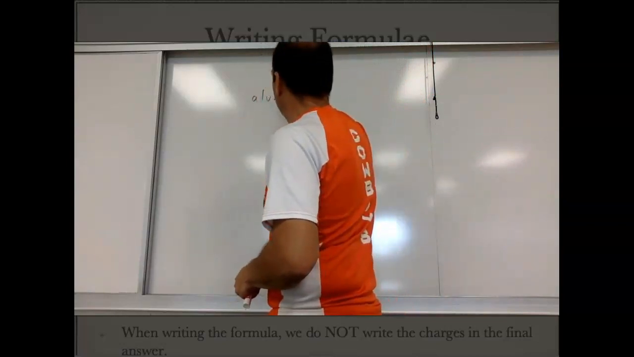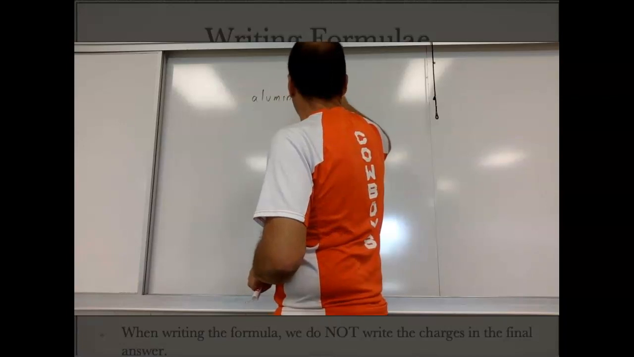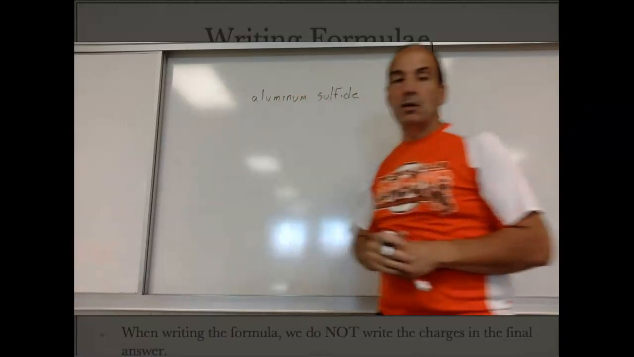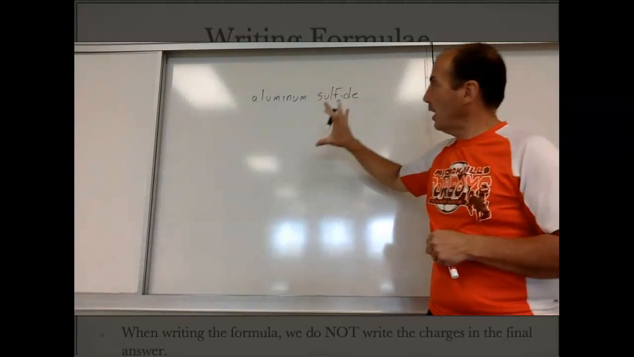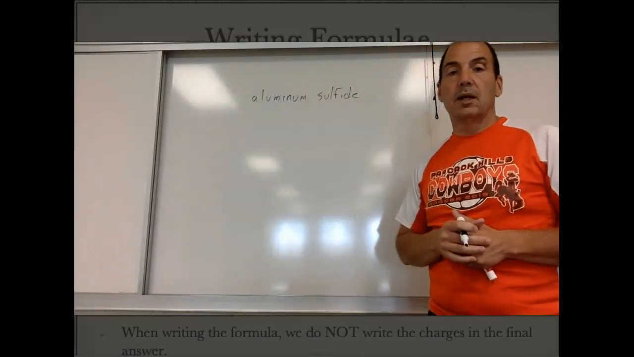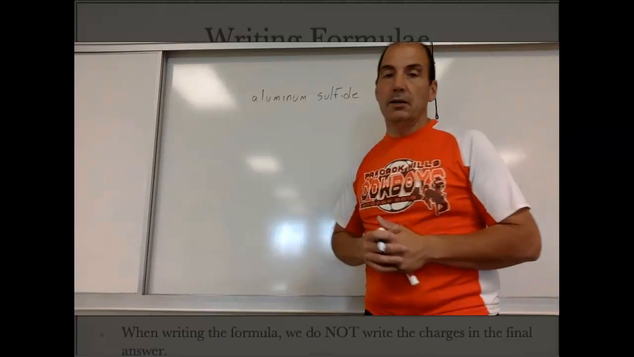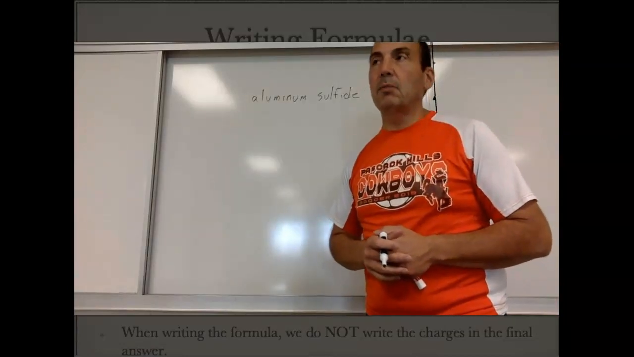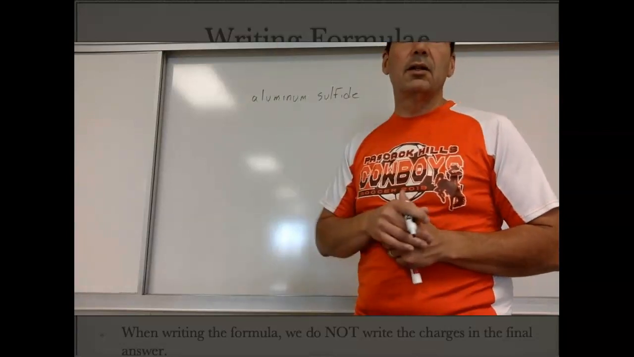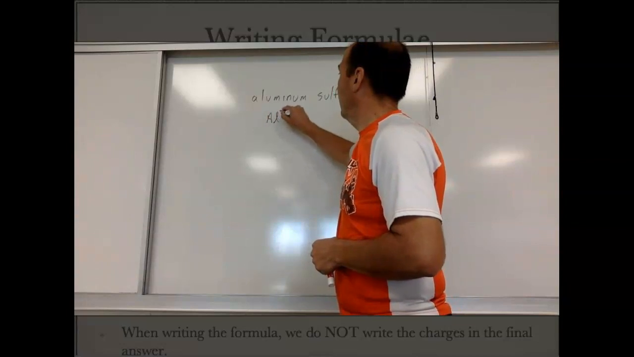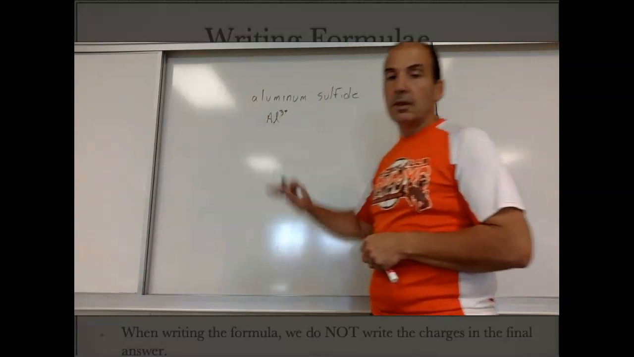So let's take a compound like aluminum sulfide. Jump in right from there and talk about, all right, if I have that, how do I figure out the formula? Okay, so you need to know your ions, okay? Remember from the periodic table, aluminum is on that diagonal line, okay? Aluminum is always a +3 ion. So it's Al and it's +3.